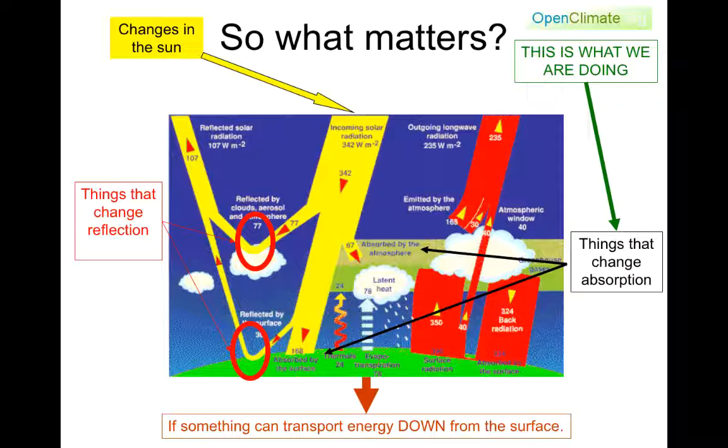So what we're doing with the carbon dioxide global warming problem is we are changing things that change absorption. We are changing what is going on in the atmosphere, and essentially this return here between the atmosphere and the surface of this infrared radiation.